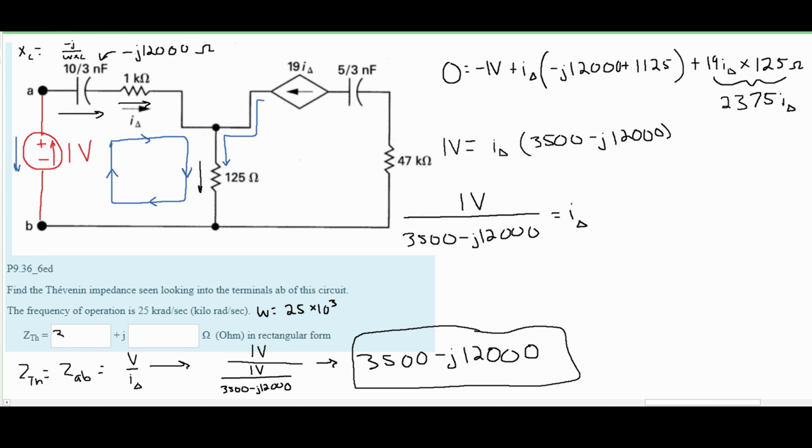And when we write it in our question, we're going to have 3,500 plus j, which is already filled out, negative 12,000 ohms. And that's how you would write it.